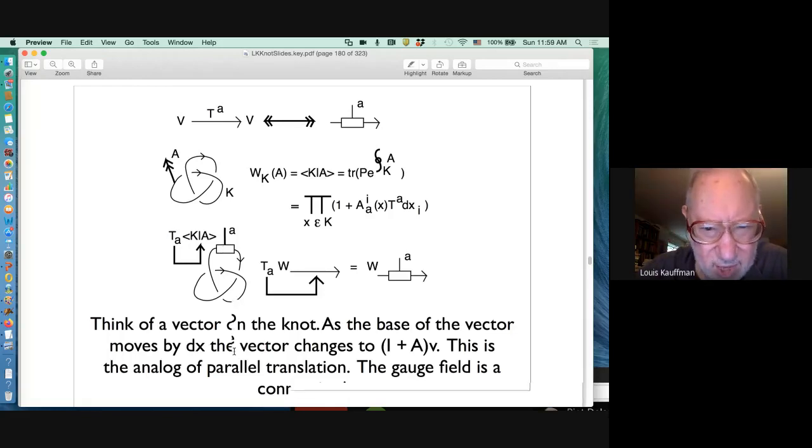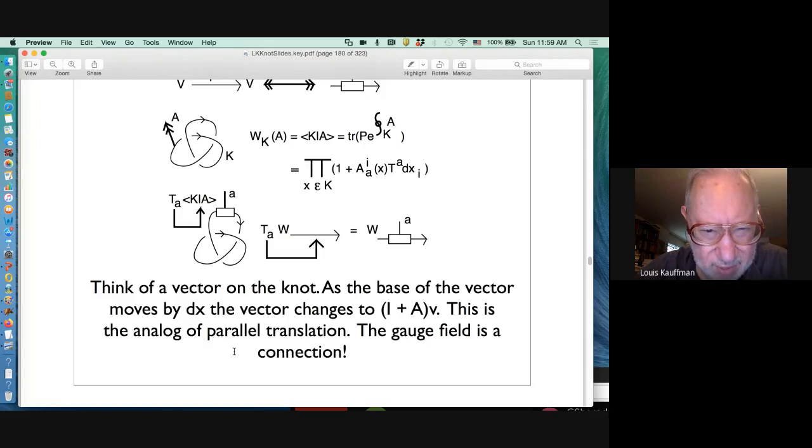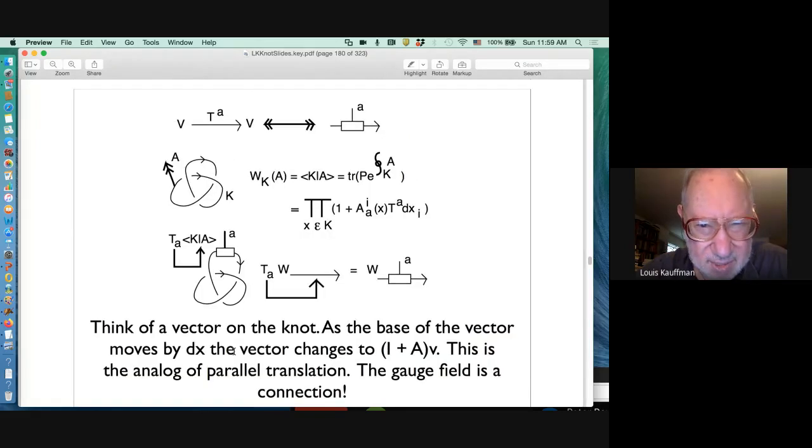So then the slide has a moral here, which I might read. Think of the vector on the line. As the base of the vector moves by dx, the vector changes to 1 plus a times v. And this is the analog of parallel translation. I already said it, but there it is. So there are a couple of things in this slide. I'm taking my time with it. One is diagrammatic representation of matrices. The other is that the holonomy amounts to parallel translation. And using diagrammatic representation of matrices to insert matrices into the loops.